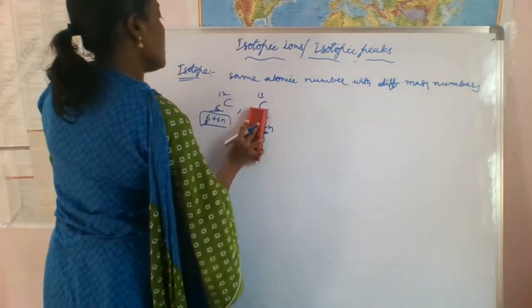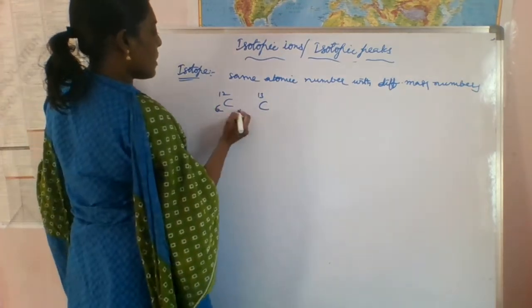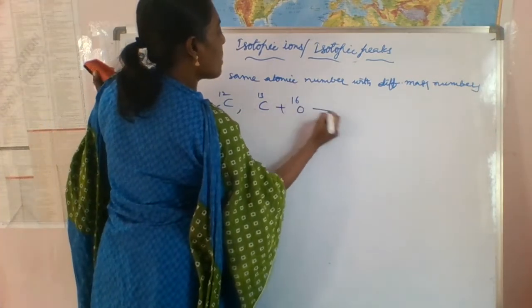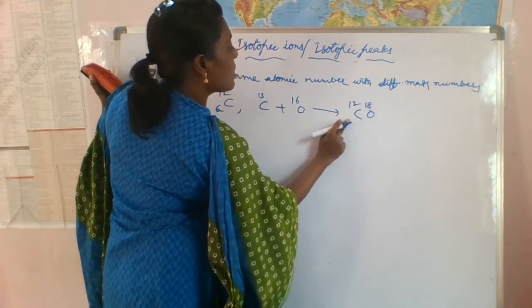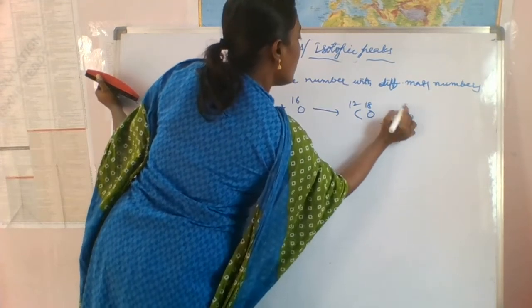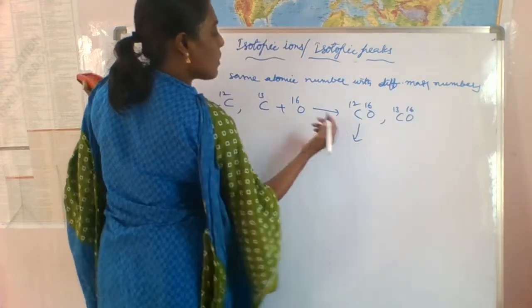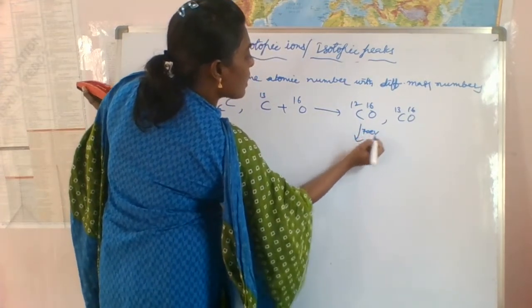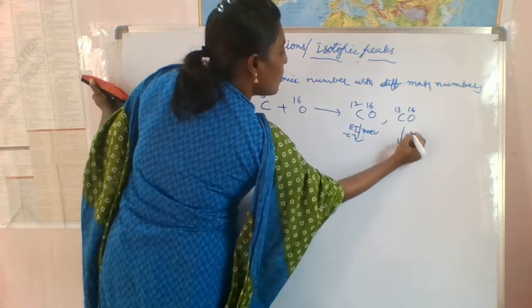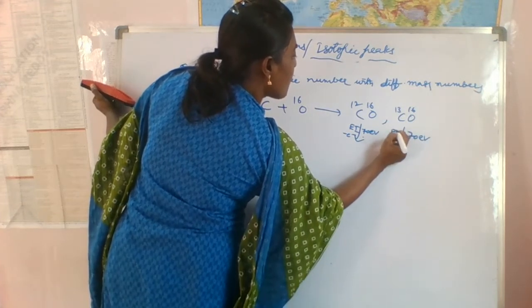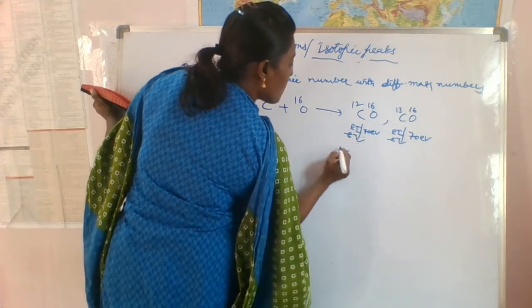So what is the importance of these isotopic peaks? Let's see. If carbon reacts with O16, it forms two types of molecules, C12O16 and C13O16. We bombard them with a 70 electron volt electron beam in electron impact mass spectrometry. It removes one electron from each molecule and forms the molecular ion.